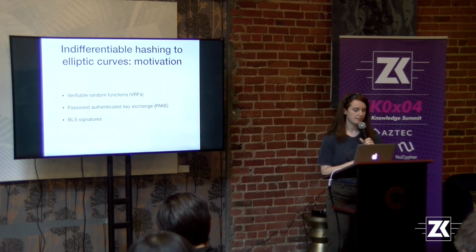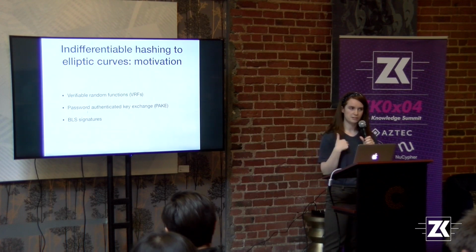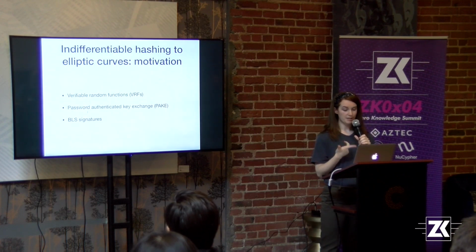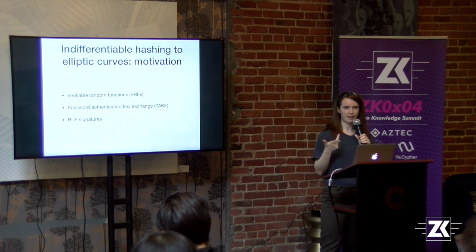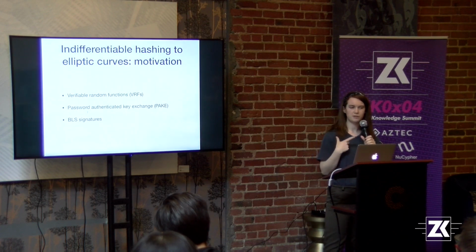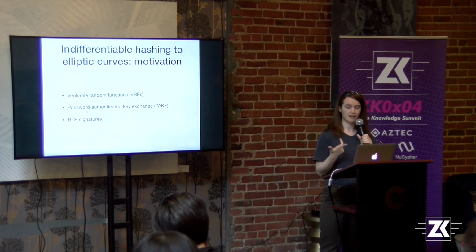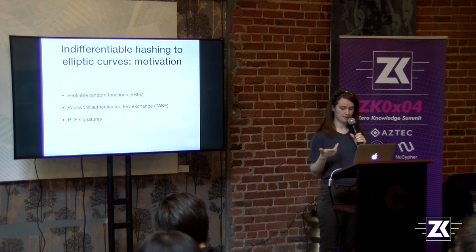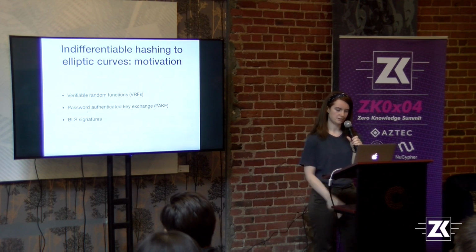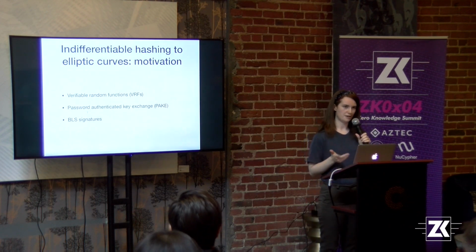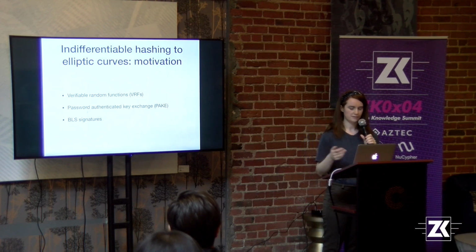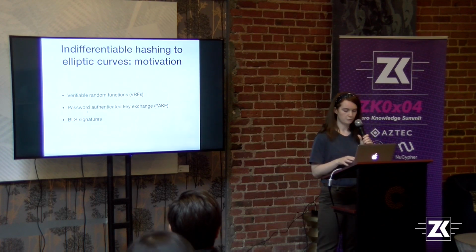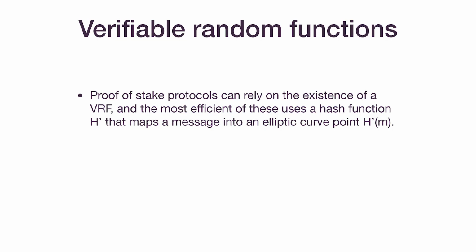So the motivation for this, one of them is verifiable random functions. They rely on this super heavily. Password authenticated key exchange as well. I've not seen this happen in a SNARK, but if you want verifiable password authenticated key exchange, then this would be a use case where you would need this. And if you want to verify BLS signatures inside of a SNARK, you also need to do this. And that one will be important for light clients for any protocol that uses BLS signatures, for example.